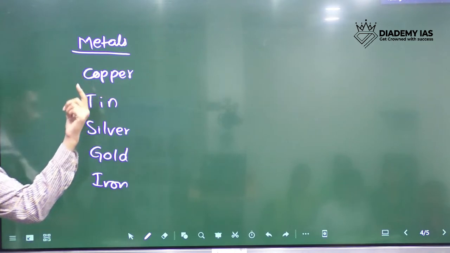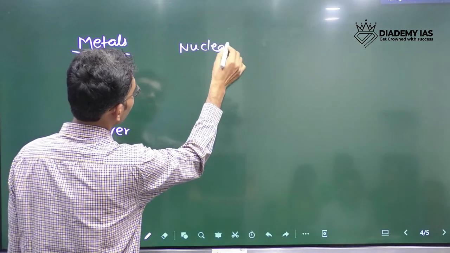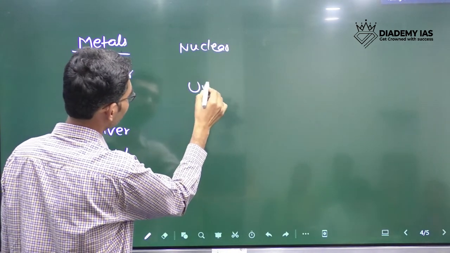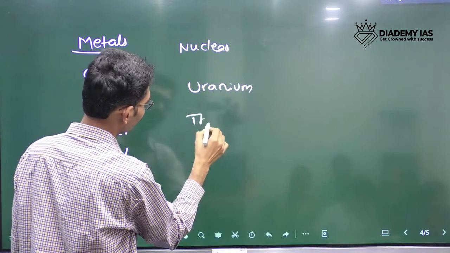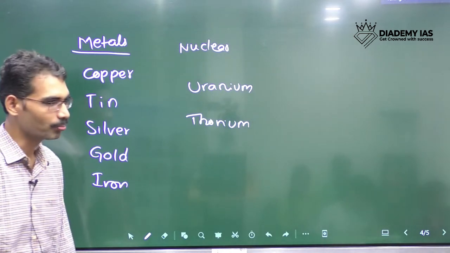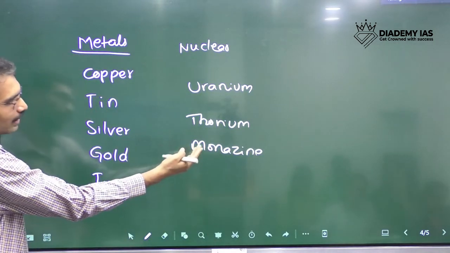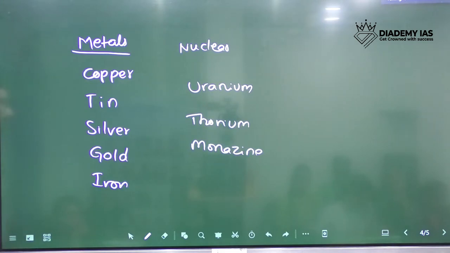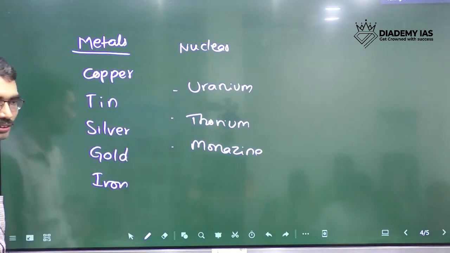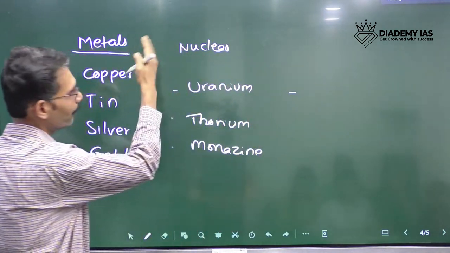So now you see, these are the different types of metals, and when it comes to nuclear energy, what are the important minerals? Uranium, thorium. And near the Kerala coast, there is a mineral called monazite. So this becomes a raw material to extract some of the nuclear energy related materials. So now you see different types of minerals. Some are radioactive in nature, some are neutral, and some are in gaseous form. These are with respect to metals.